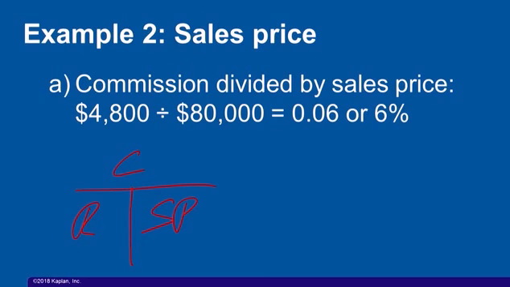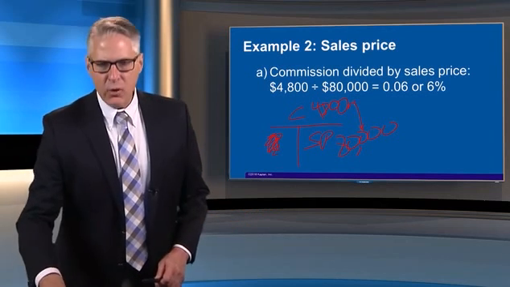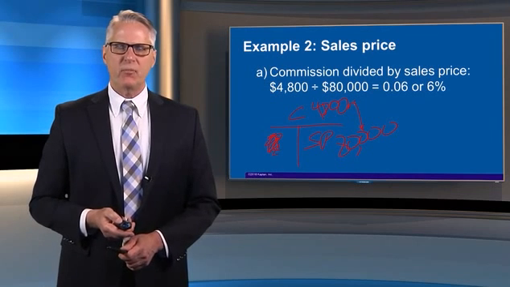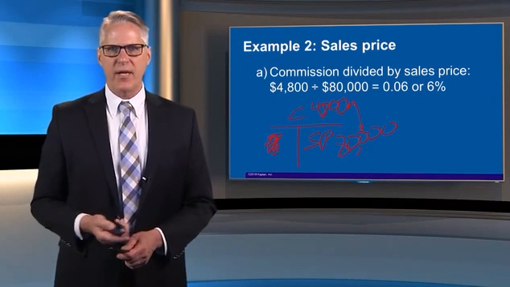We know the commission we were paid is $4,800. We know the sales price was $80,000. Oh, great formula. How do I solve this problem? We'll cover up what you're looking for, the rate, and it says take the 4,800 and divide it by 80,000. Wham, bam, boom on your calculator, and bang, you get 0.06, which equals 6%, and there's the answer to the problem.